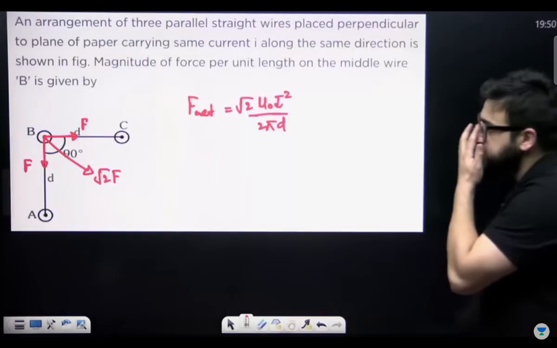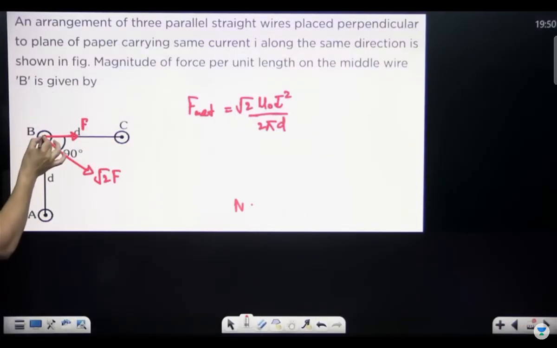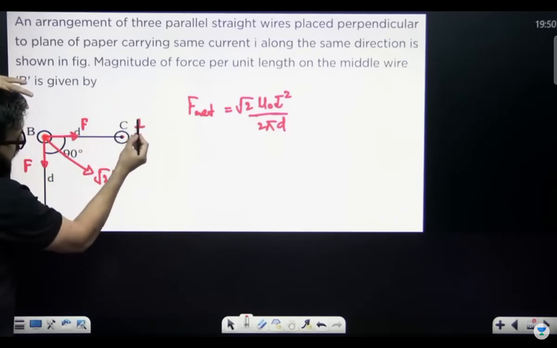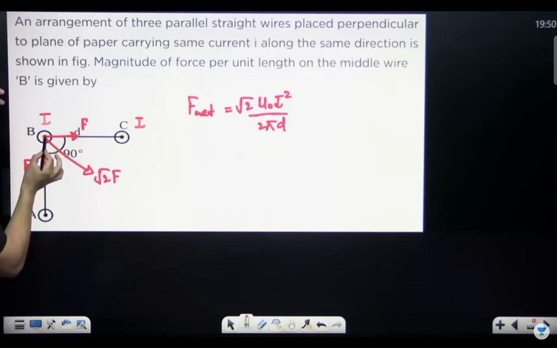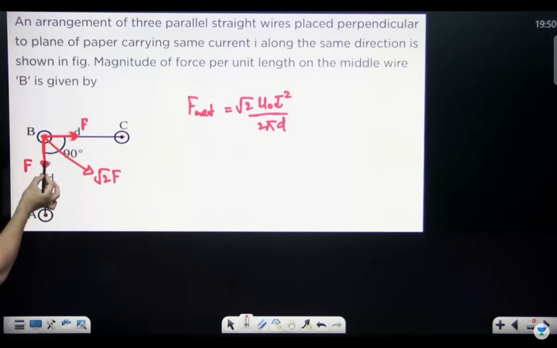Now boys and girls, this is the question which was asked previously in the NEET 2020 question. You have got three wires, B wire, C wire, A wire coming out of the board. You are supposed to find the net force applied on this middle wire. Here current I is flowing, here current I is flowing, here current I is flowing. On this middle wire, this C wire is going to attract it with the force F. This A wire is also going to attract it with the force F.